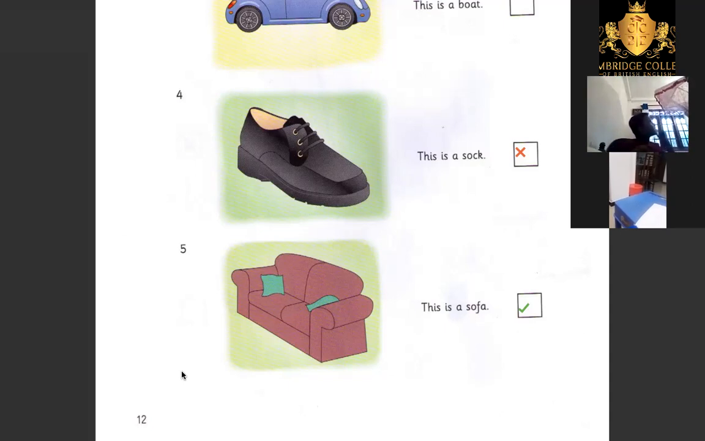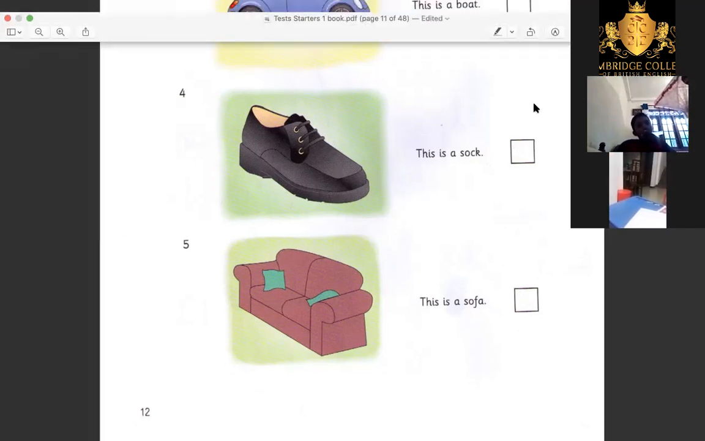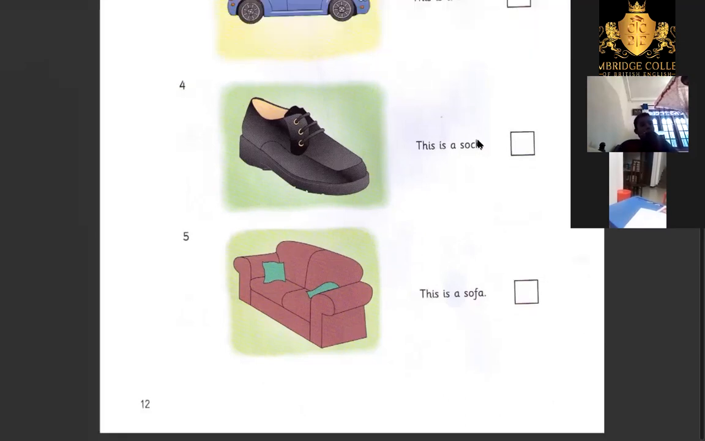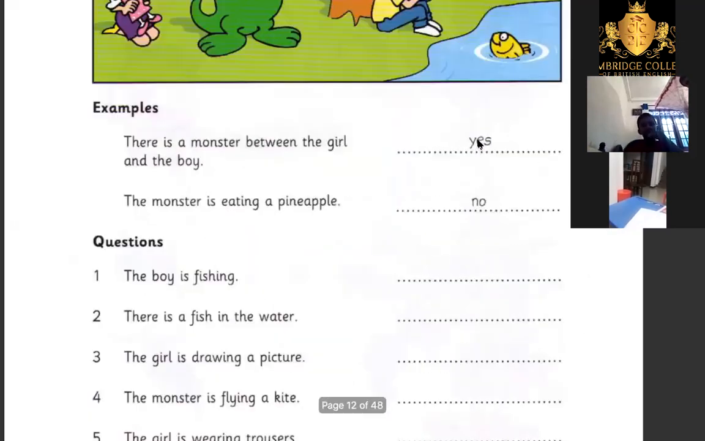Okay, I hope you all have finished writing the answers for part one. Good. Next, we'll move to part two. So this is part two.